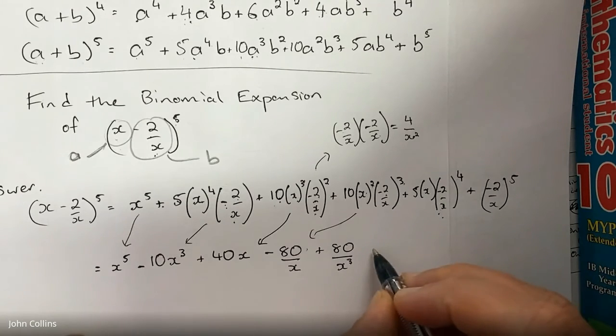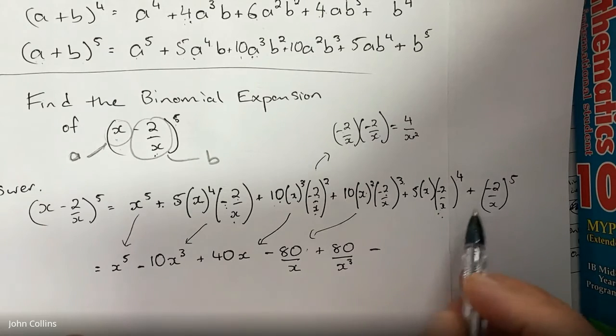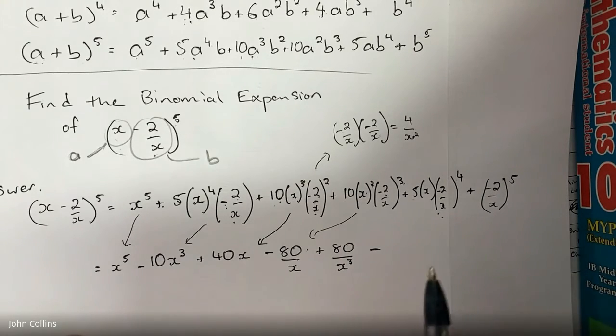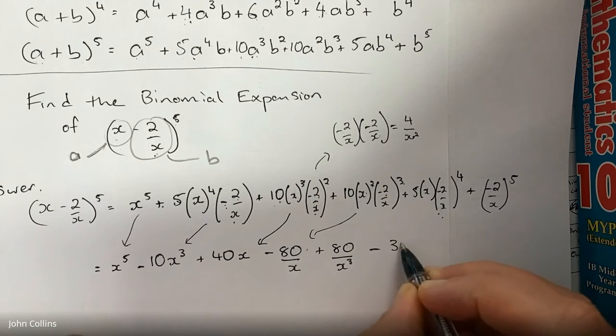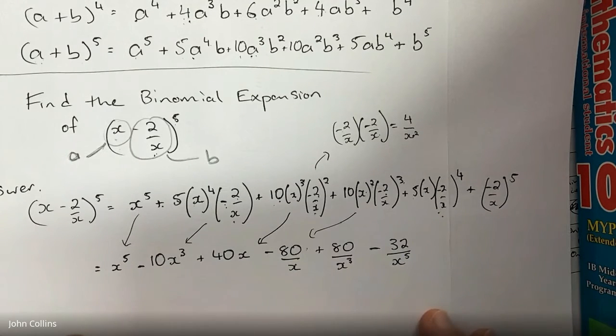And then our final term is going to be negative 2 to the power of 5. Well, if the last one was 16, this must be 32. It's going to be negative 32 because it's an odd power. And it's all over x to the power of 5. There's nothing to cancel anything with. And this is our answer. Can't expand it or simplify it any more than that.